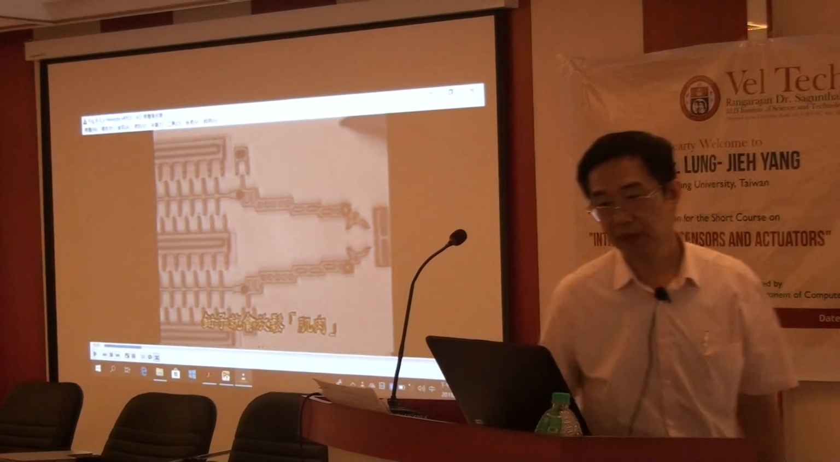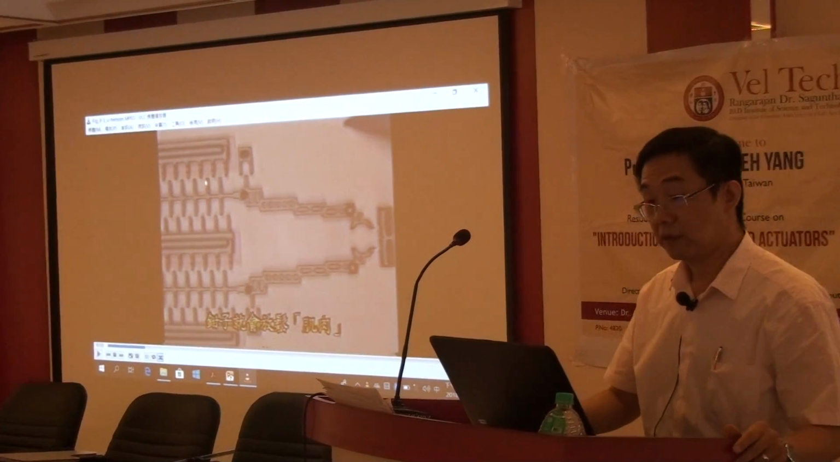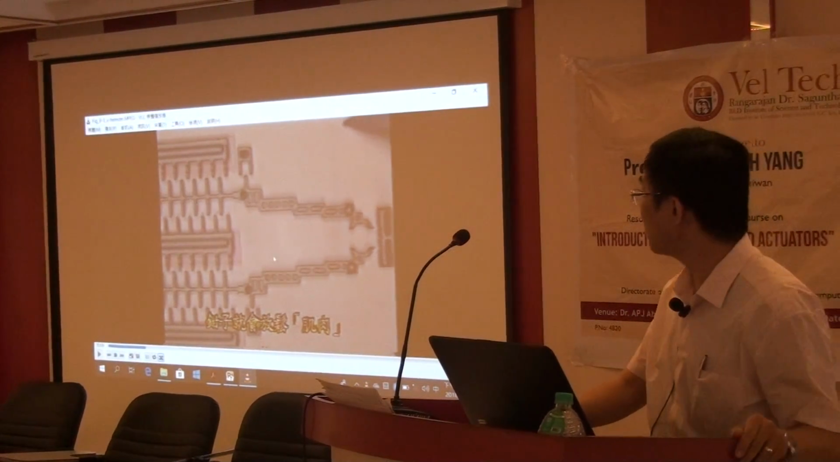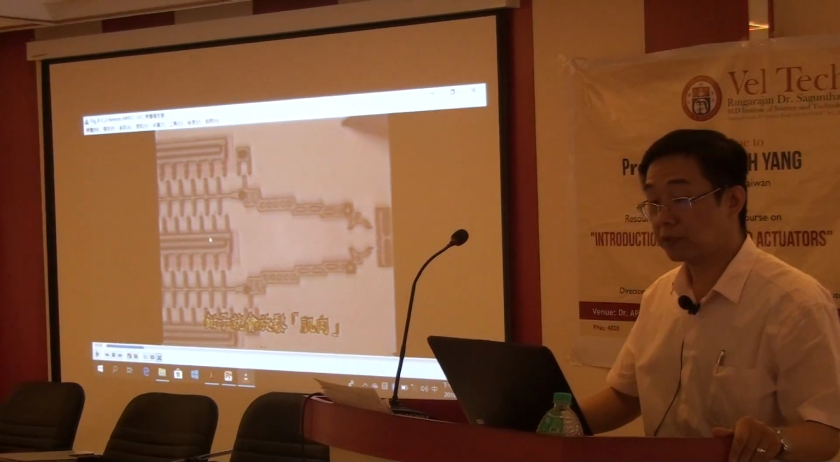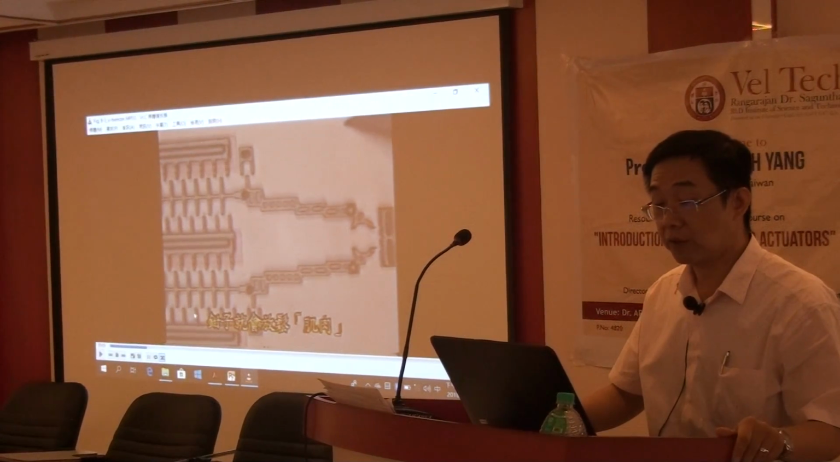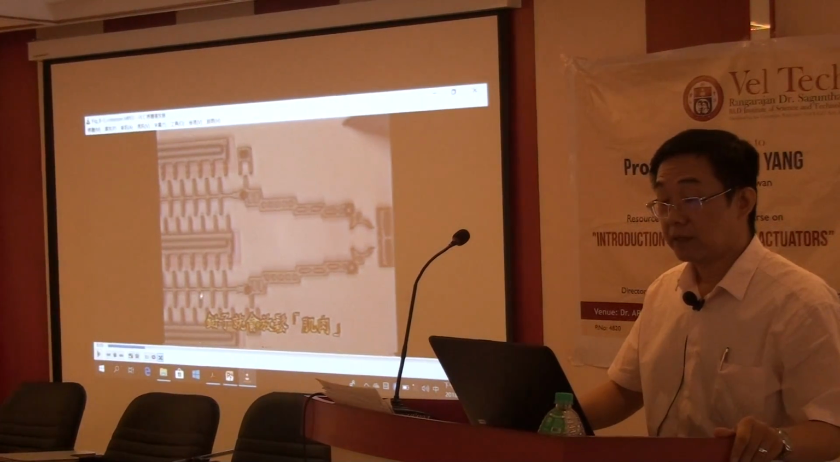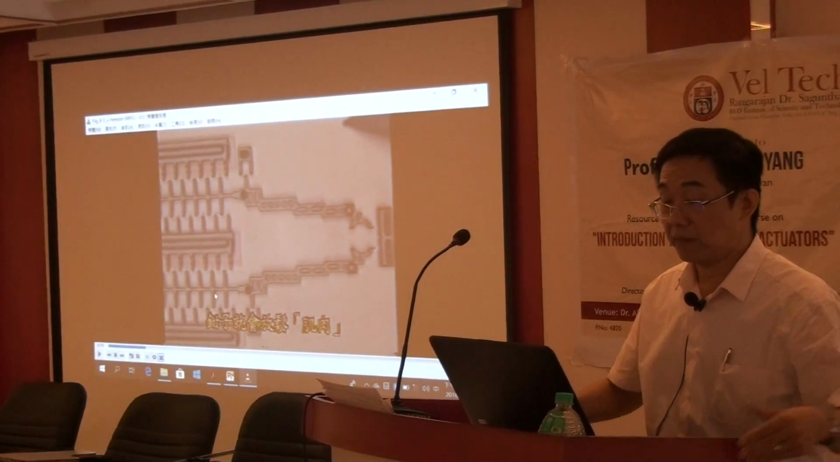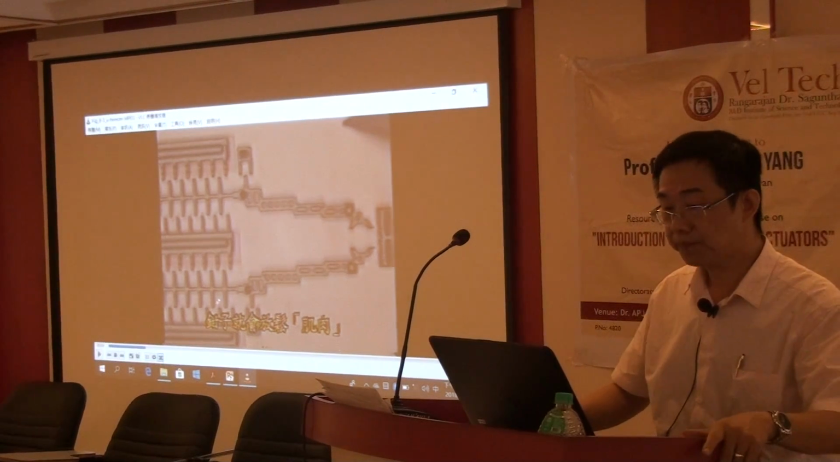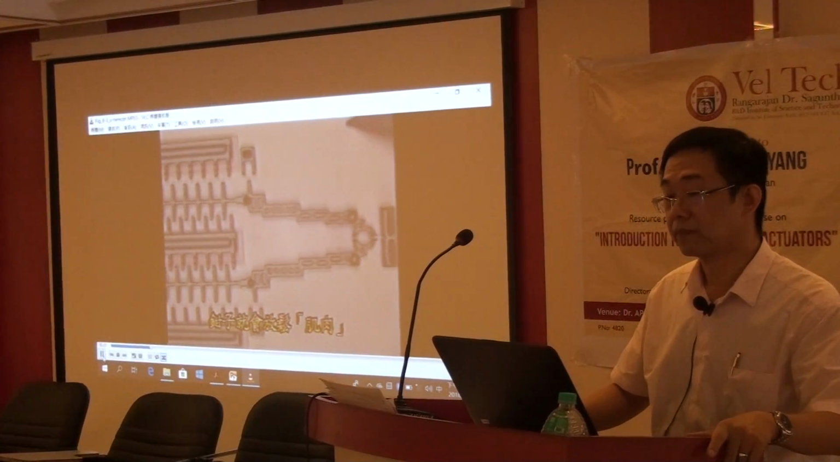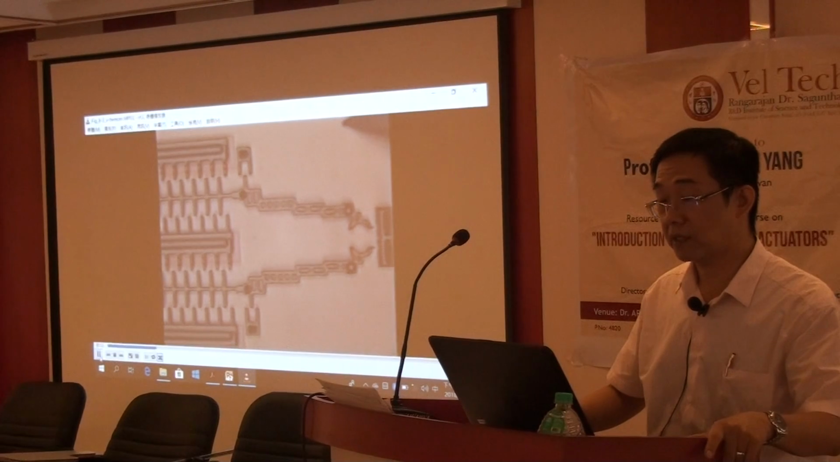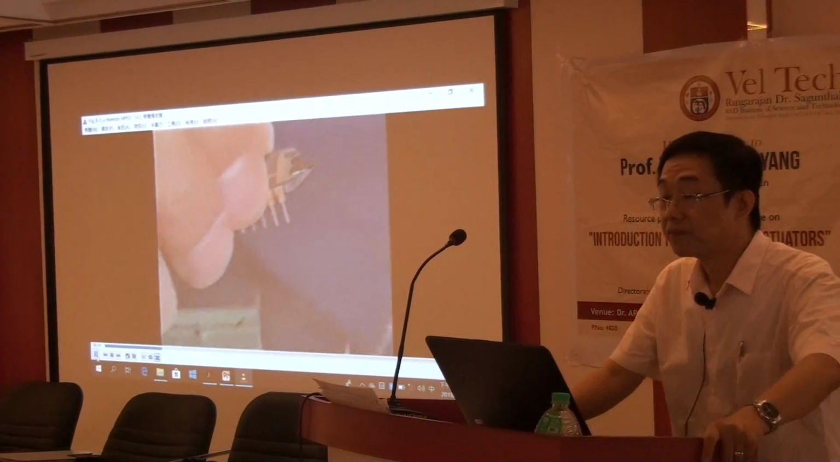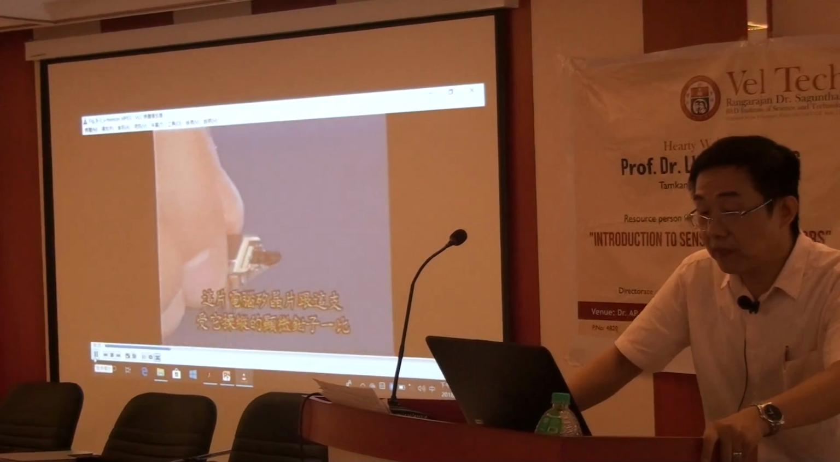Very, very small. So you can see some cone structure here, on the left hand side. The cone structure is the electrostatic electrode. If you apply voltage or don't apply, the tweezer arm will get deformed. So you can see apply, release, apply, release. Very, very small.